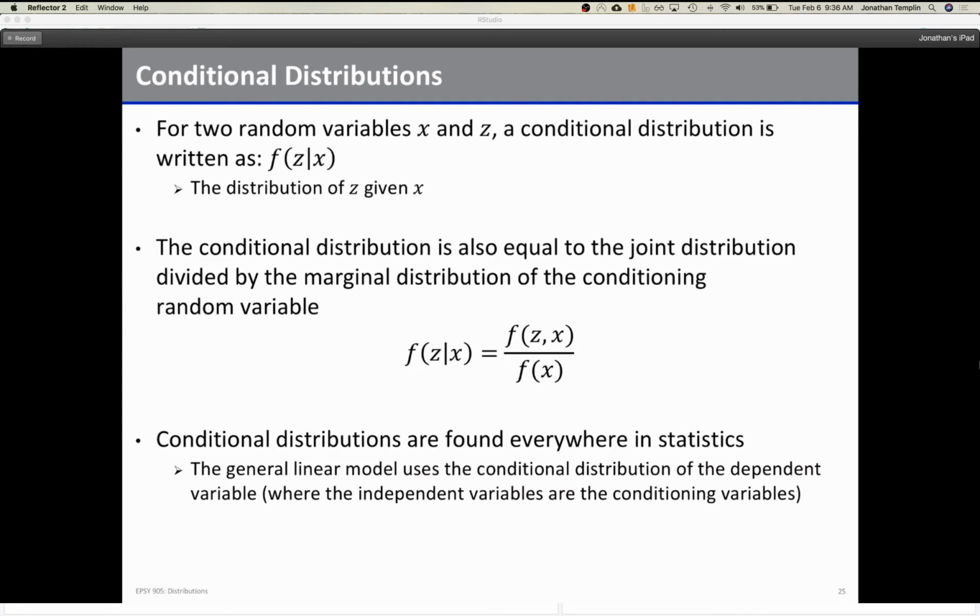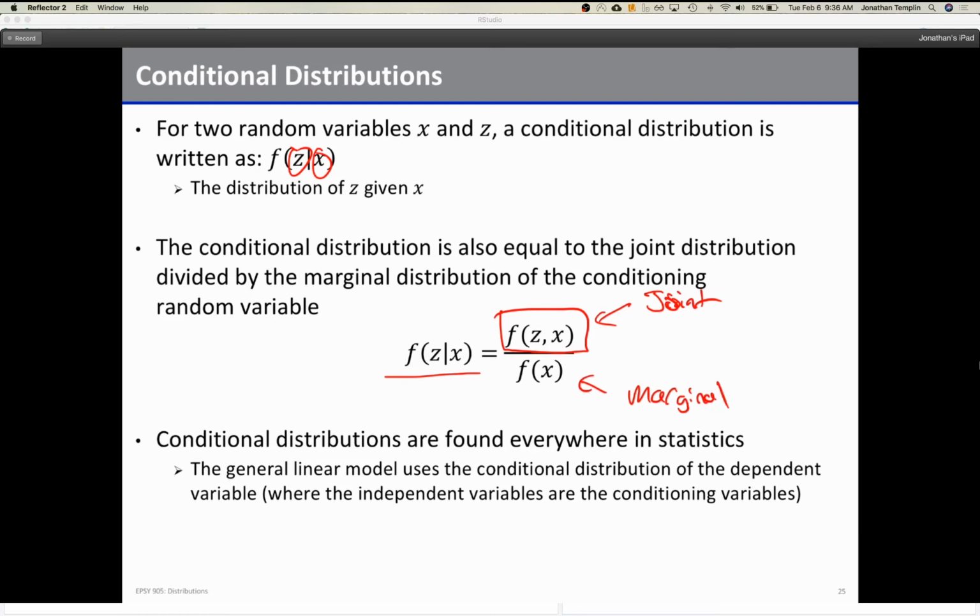So a conditional distribution, then, is a distribution of one or more random variables conditional on the value of another random variable, or one or more random variables. We say this is the distribution of z given x. And how we find that is through a division process. The distribution of z given x is given by the joint distribution of x and z, divided by the marginal distribution of x.